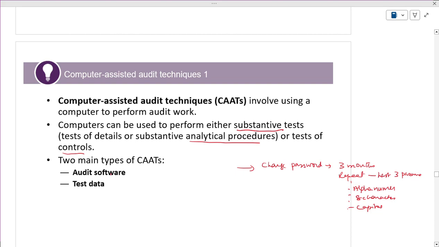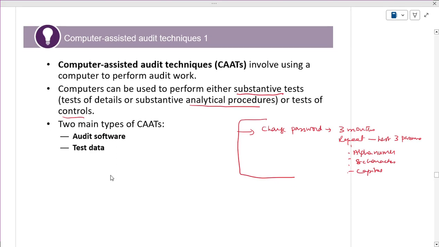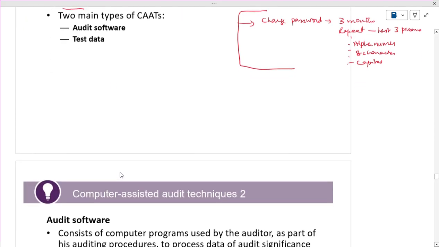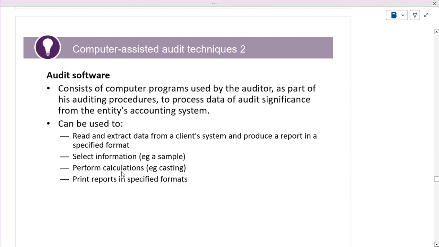In the same way, when you are doing an audit using the audit software, we will test whether these conditions have been implemented or not. You will test the software and come to your opinion. There are 2 types. One is audit software, and the other is test data. What is the audit software? You know the things.